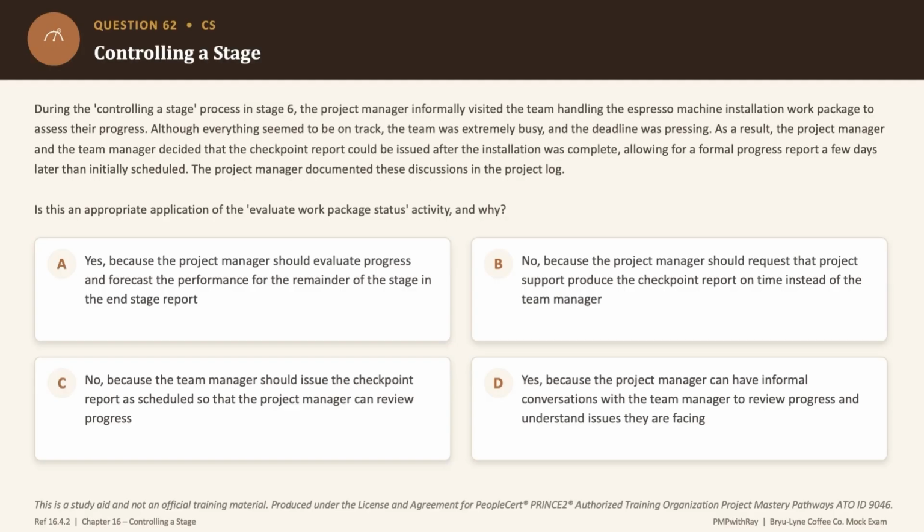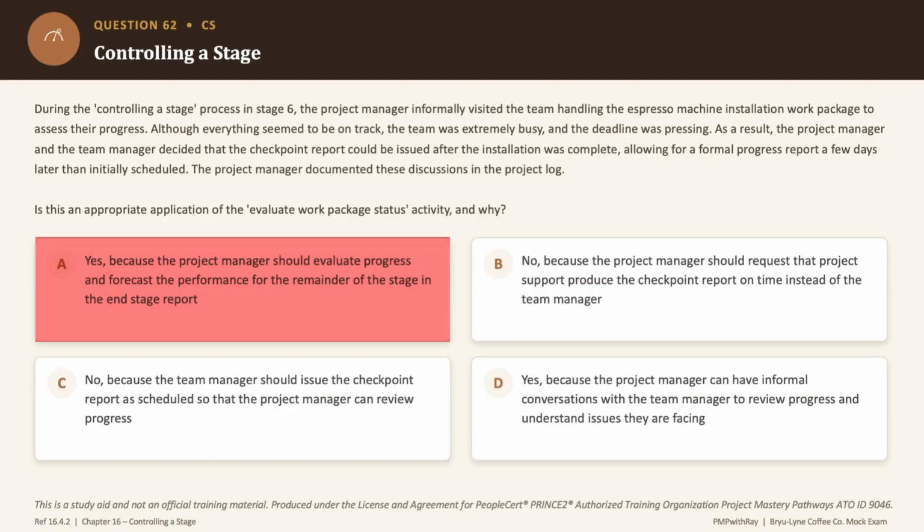Now, option A talks about the end stage report, a completely different document for a completely different point in time. I hope you are aware of this. If not, please go back and study what an end stage report is from the PRINCE2 manual. So option A is incorrect. Option B wants project support to chase the report instead. Now that misses the point of the activity entirely, so it's a bit of a preposterous idea, and of course that is an incorrect answer choice.